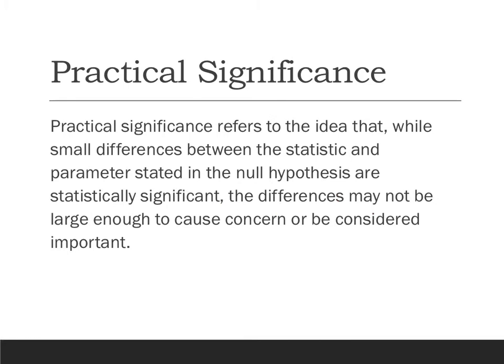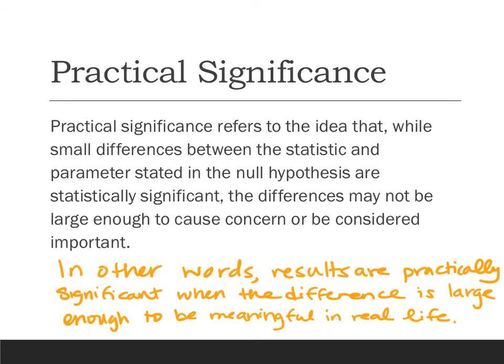All right, so our book defines practical significance as the idea that while small differences between statistics and parameters stating the null hypothesis are statistically significant, so we test a hypothesis and we actually do reject the null hypothesis, the actual differences may not be large enough to cause concern or be considered important. So in other words, results are practically significant when the difference is large enough to be meaningful in real life.